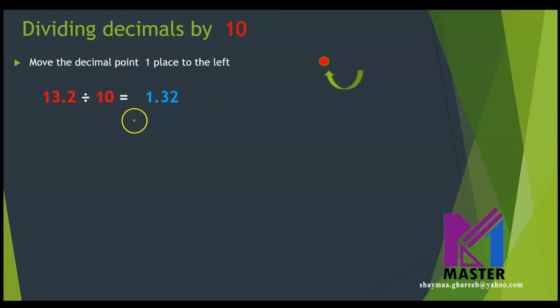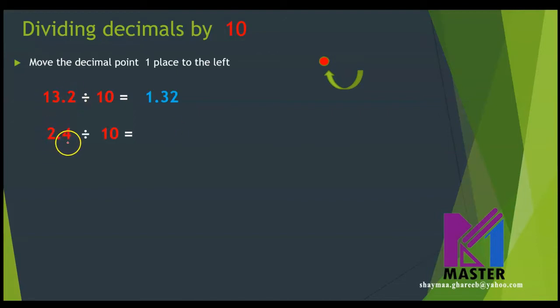1.32. As you can see, the 1 was in the tens. It became in the ones. The 3 was in the units, or in the ones. It became in the tenths. And the 2 was in the tenths. It became in the hundredths. Is this clear? So the number is getting smaller by 1 place.